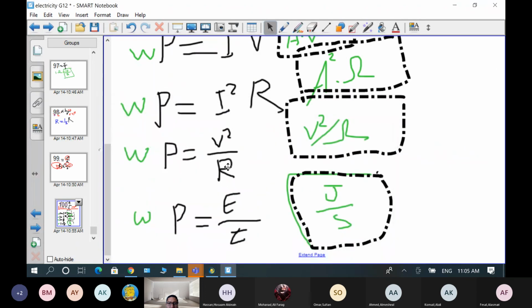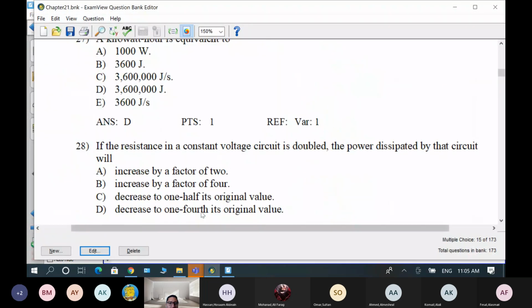If we double the resistance, you have to use the formula that includes these three: voltage, resistance, and power. The voltage is constant and we double the resistance, so the power will be half. It will decrease by a factor of 2. So the answer is decreased to 1/2 of the original value. The answer is C.